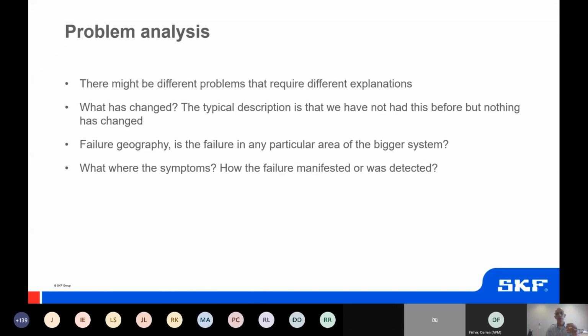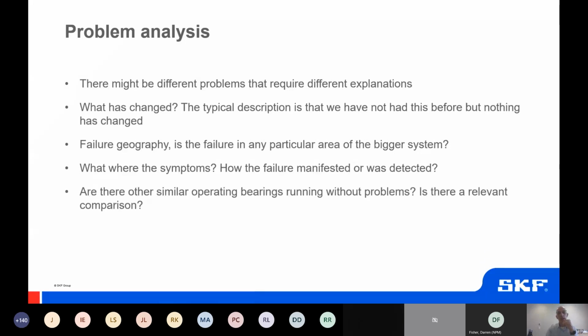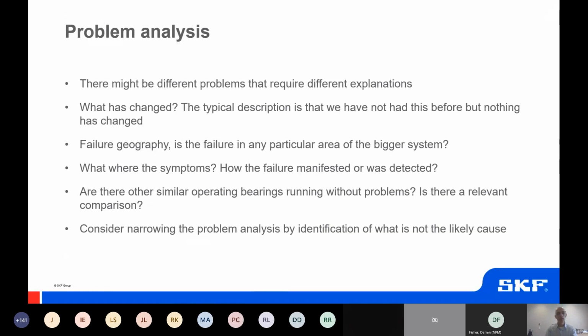And one of the things that is always important to consider is what the symptoms are. When you say the bearing failed, okay, that's part of a problem definition. It failed because it was noisy, because it was hot, because it was vibrating, because the power consumption was increasing in the motor. So we need to have a clear definition, so we start to work around that definition. And are there any other bearings in operation that don't have any problems? Is there a possibility to make a comparison? That's many times very useful.